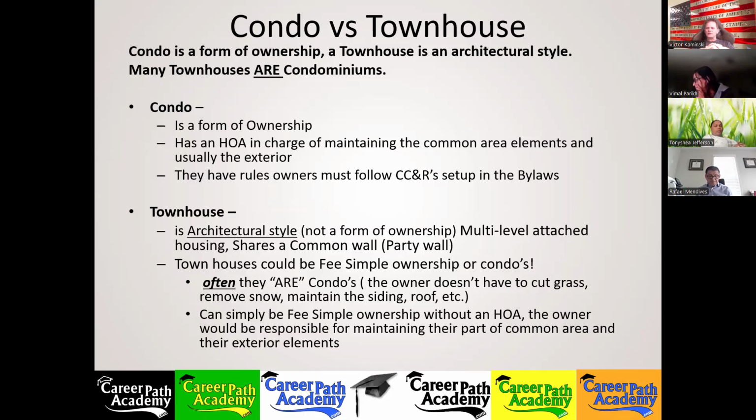So then I start rolling my eyes, and I'm like, well, so what you're looking for is a townhouse that is a condo. Because a townhouse is just an architectural style. So why are they telling me they don't want a condo? Well, because they don't want the apartment style architectural style. They want the multi-level, 2 to 3 level attached housing. Sometimes they have garages underneath them, but that's what a townhouse is. It's multi-level attached housing.